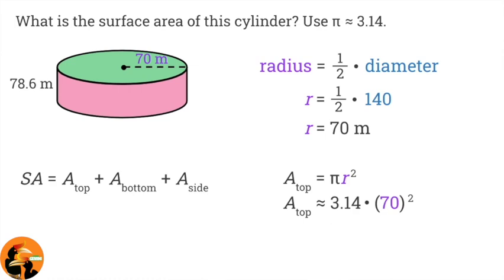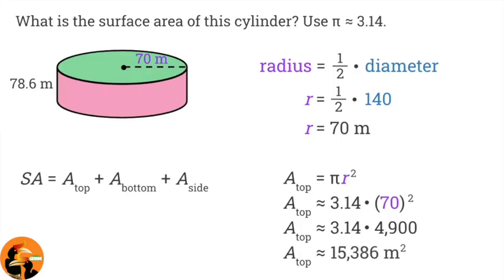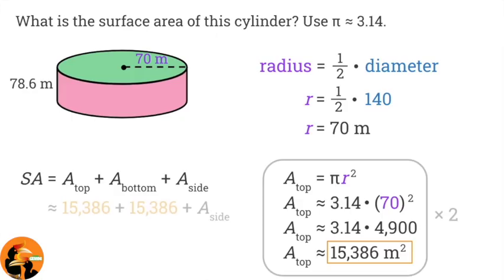70 squared is 4,900, and 4,900 times 3.14 is 15,386. So the area of the top circle is approximately 15,386 square meters. And since cylinders have 2 identical circular bases, this is the area of our bottom circle as well. When we calculate our surface area, we'll include this area twice.